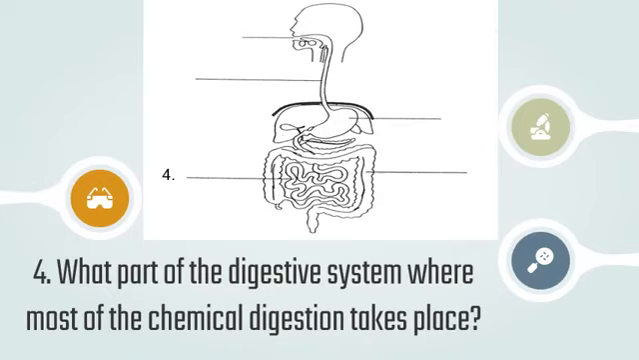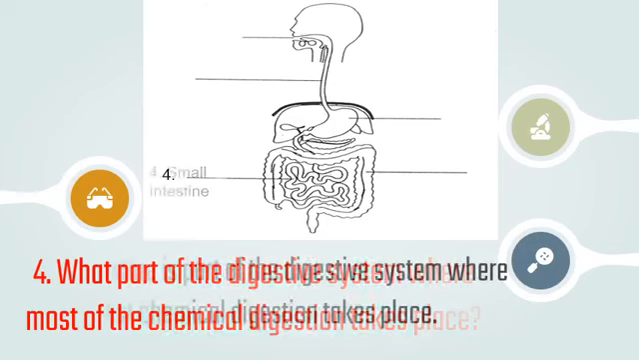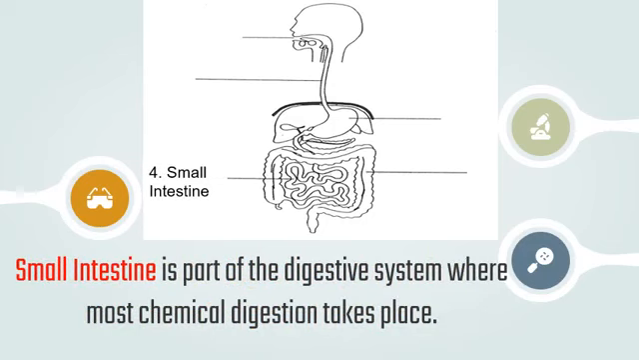Number 4. What part of the digestive system where most of the chemical digestion takes place? Again, what part of the digestive system where most of the chemical digestion takes place? So you look at the picture in number 4 where it is pointed. So what part of the digestive system is that? The answer is small intestine. Very good. Small intestine is part of the digestive system where most chemical digestion takes place.